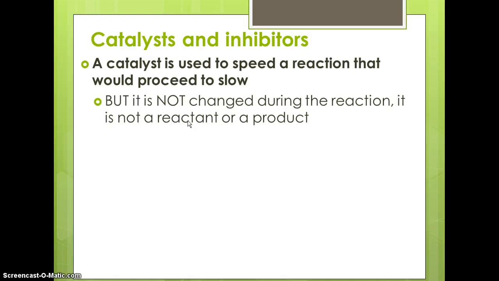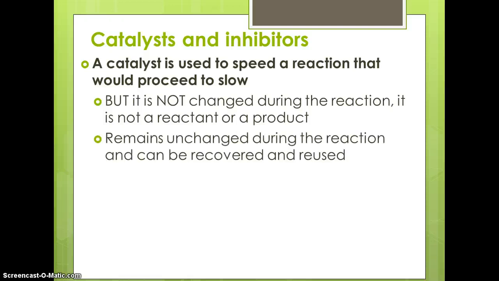How would we write a catalyst in a reaction? Think about that. On your worksheet again, there's a question that asks, how do you identify in a chemical reaction if a catalyst was added? If you forgot, look back at section 1. This catalyst is going to remain unchanged during the reaction and can be recovered and reused. That's the key to a catalyst. We can take it out of the reaction, and we can actually reuse it again and again and again.